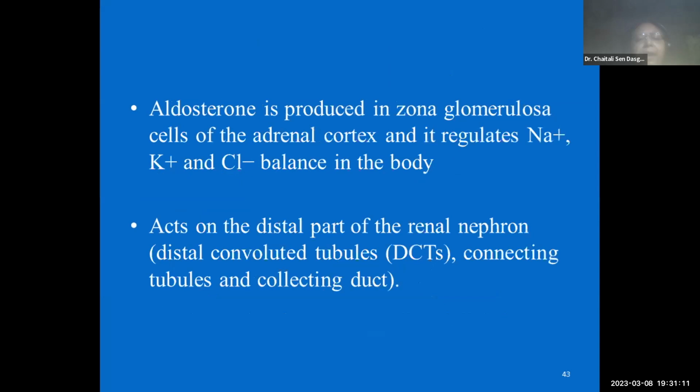Aldosterone is produced in the zona glomerulosa cells of the adrenal cortex, and it regulates the sodium, potassium, and chloride balance in the body. It acts on the distal part of the renal nephron, collecting ducts and the tubules.